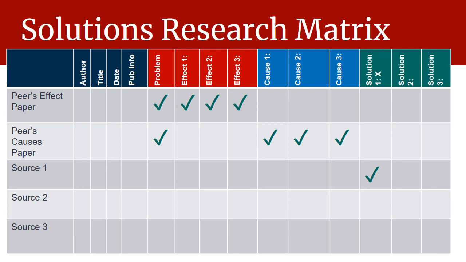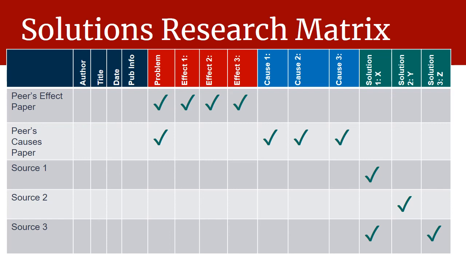Then I go to read source 2. Source 2 doesn't talk about solution X. Instead, it talks about solution Y. So I write about solution Y in its column, in a different place. Then I read source 3. It talks about the first solution, solution X. It doesn't talk about solution Y, but it talks about solution Z. And so I write information in that box. And what I'm seeing here is that I've got at least 2 sources to support solution X, 1 source for solution Y, 1 source for solution Z.